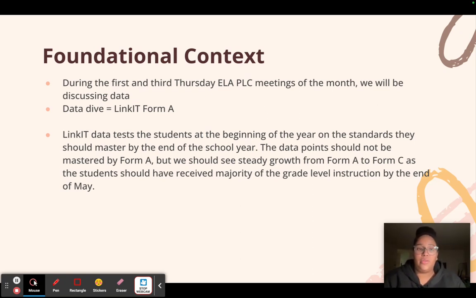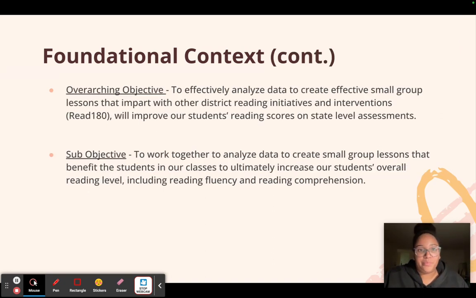And so this third bullet is just an explanation of that for stakeholders when we do this presentation, not just for teachers in our building and not just people who are education minded, but for anybody. Linkit Data tests the students at the beginning of the year on the standards they should master by the end of the year. The data points should not be mastered by Form A, but we should see steady growth from Form A to Form C. Very simple.